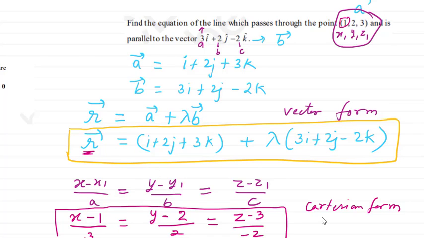And when you have the Cartesian form and you have to convert it into the vector form, so simply you can get, first, in place of x, y, z, r equals a. So a1 will be 1 into i, 2 into j, 2j, plus 3 into k, 3k, plus lambda, give a lambda, and then give this 3i plus 2j minus 2k. So that will be in the vector form.